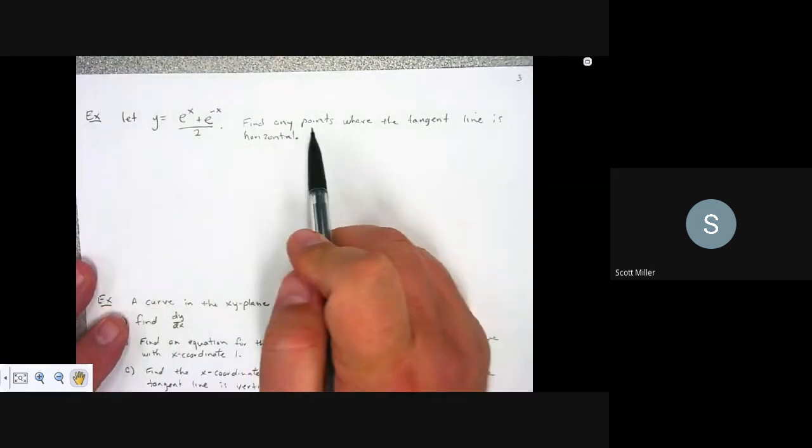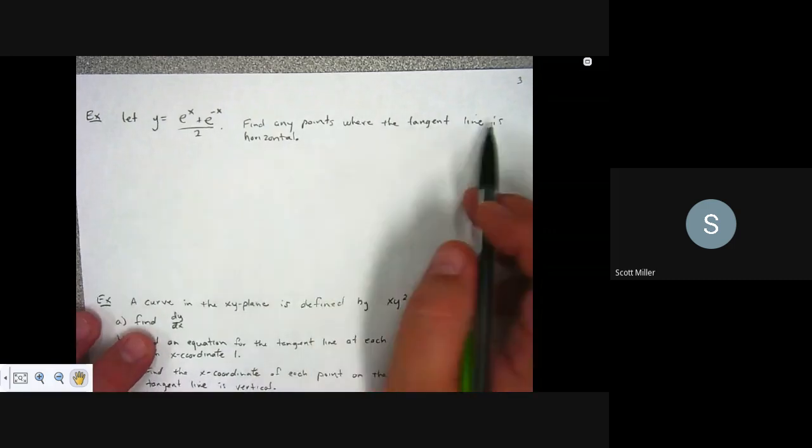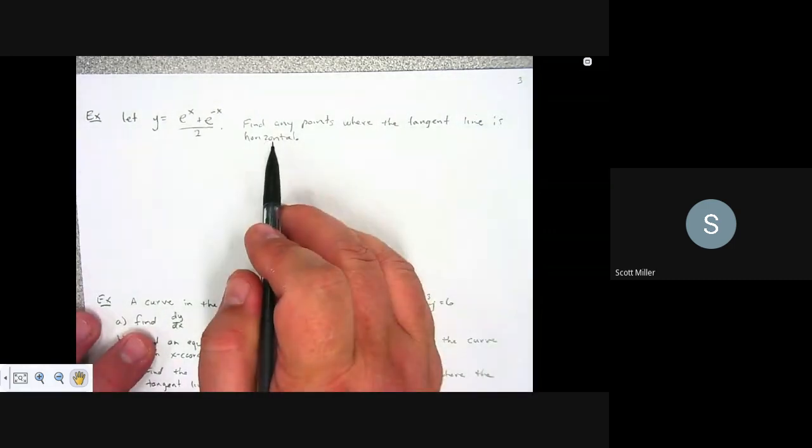Let's look at the next one I have. A little bit different than that one. So now let's look at our equation right here. Y equals this. Find any points where the tangent line is horizontal. They like to ask that kind of a question also. Okay? So when you read a question like this, start asking, what does it mean to be horizontal?